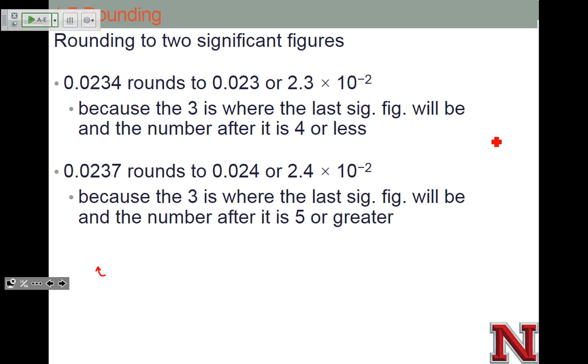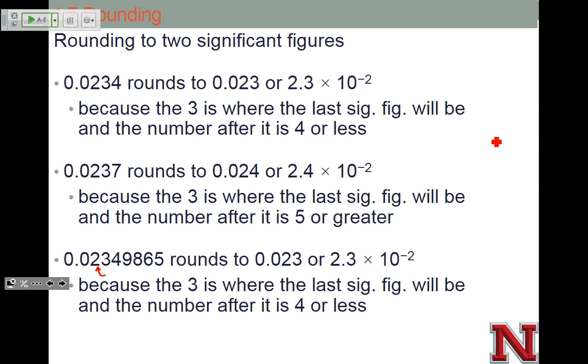Same thing if we're looking at this one. If we're rounding to 2 significant figures, that would round to 0.024 or 2.4 times 10 to the negative 2. Both cases are fine. And again, if we're looking at this one, and my little arrow is in the wrong place, we're going to be rounding that to 0.023 because 4 is less than 5.